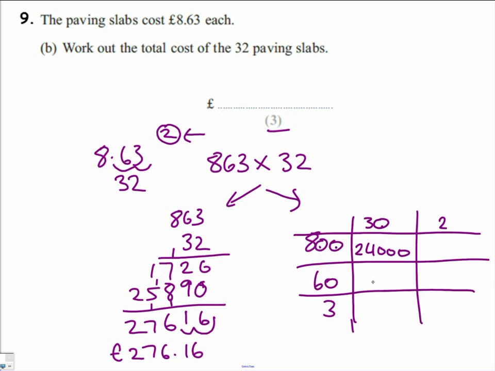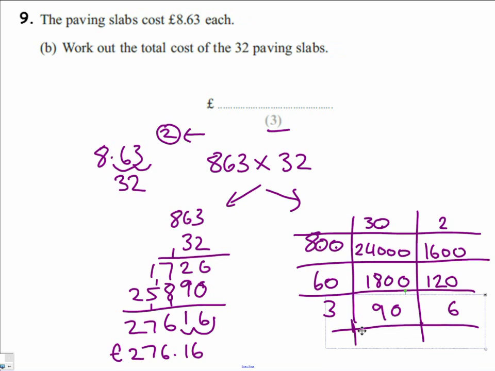6 times 3 is 18, and 2 zeros. 3 times 3 is 9, and just the 1 0. 2 times 8 is 16, and 2 zeros. 2 times 6 is 12, and 1 0, and 2 times 3 is 6. So now we add these 2 columns up and then add the numbers up as well. So let's have a look.